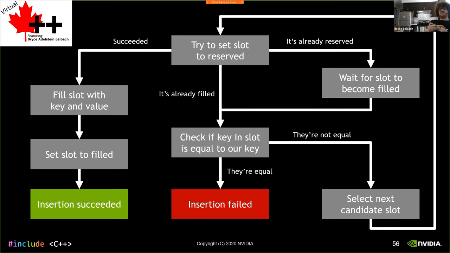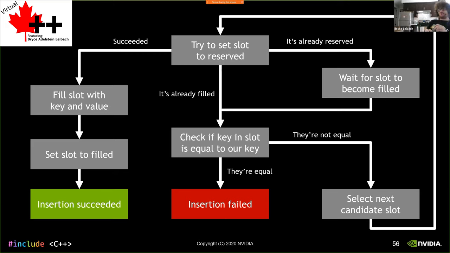So what we want to do is check whether this was a collision, or whether we found our key in the table, meaning that somebody else already inserted it and we're done. To do that, we just check if the key that we're trying to insert is equal to the key in the slot. And if they're equal, then insertion failed. Somebody already inserted this key into the map. We just return null pointer.